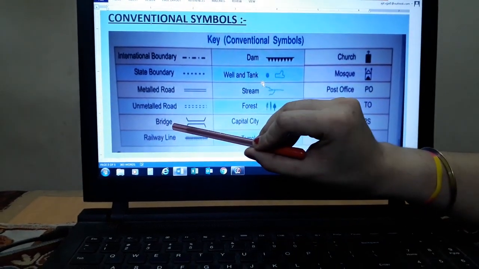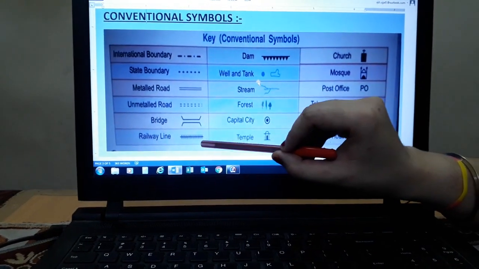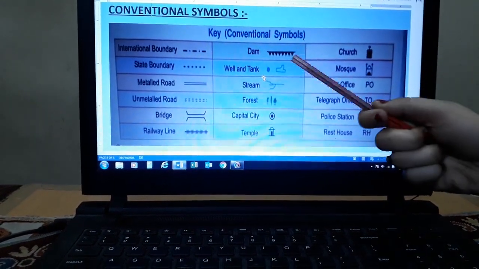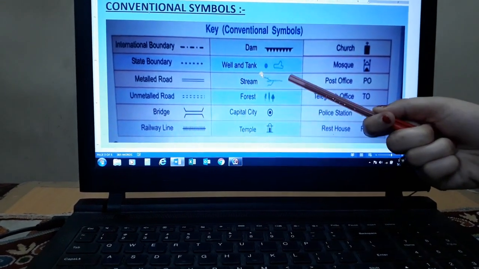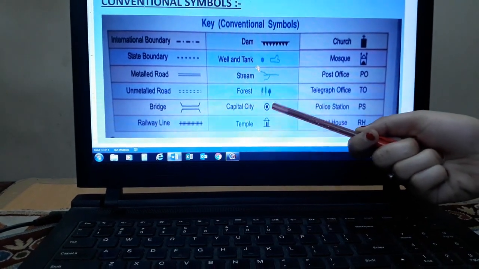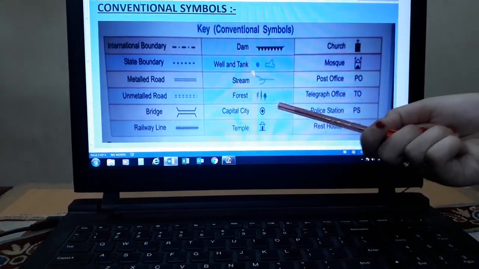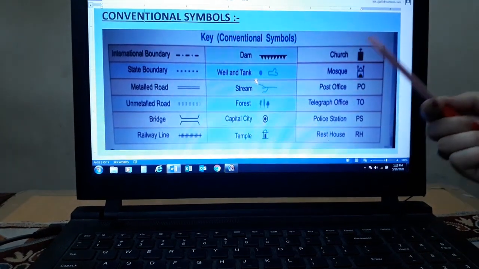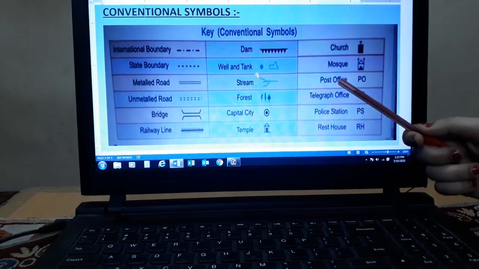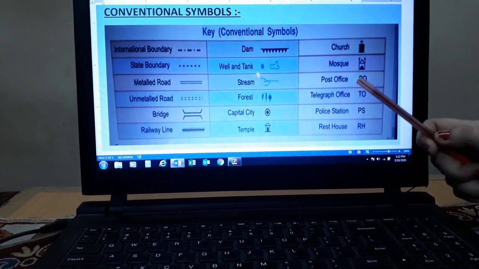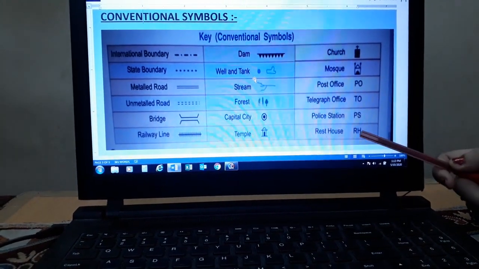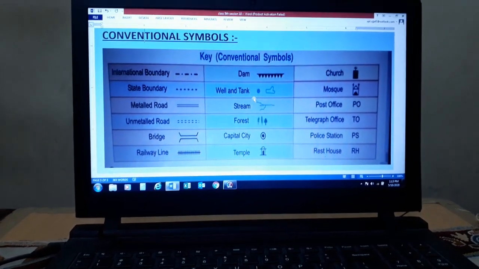Like this you can observe, students, this is a symbol for bridge, this is a symbol for railway line, this is the symbol for dam, this is the symbol for well and tank, for stream, for forest, a tree is there, for capital city, a circle and a dot inside, for a temple, a figure of temple, for church we have this plus sign, then for mosque we have this symbol. For post office we have PO. For telegraph office we have TO. For police station the symbol is PS. And for rest house the symbol is RH.